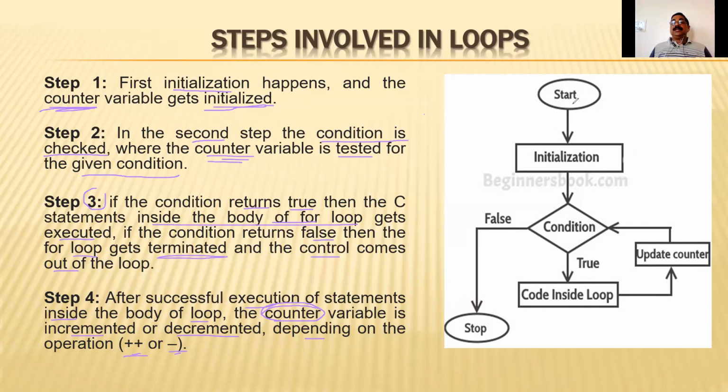Let us see one diagram which shows what happens in loops. The loop starts. First the counter variable is initialized, then the condition is tested. If the condition is true, then the code inside the loop, whether one statement or multiple statements, is executed, and then you update the counter, that is, it is incremented or decremented.